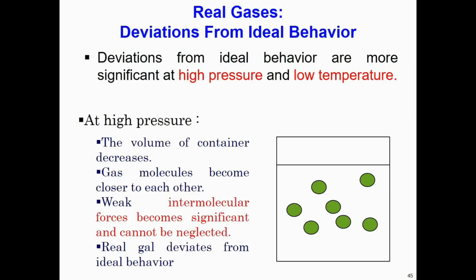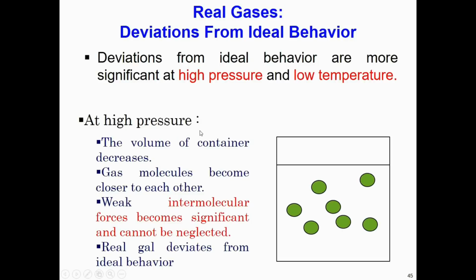So how will real gas deviate from ideal behavior? Deviations from ideal behavior are more significant at high pressure and low temperature. It means that ideal gas can become real gas at these two conditions, which is high pressure and low temperature, because these two conditions will affect the intermolecular forces between the gas particles. And how is that?